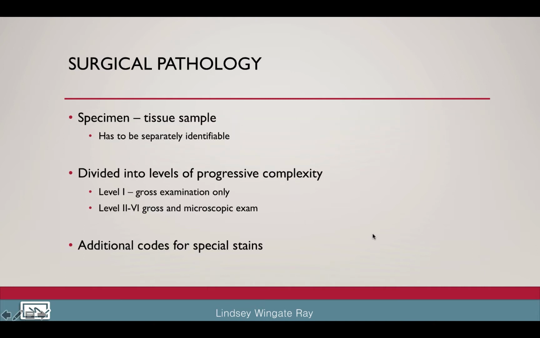The last subsection we're going to be looking at in the Path and Lab section of the CPT book is surgical pathology. A specimen is a tissue sample that is submitted for separate examination and pathologic diagnosis. Each specimen that is to be evaluated has to be identified separately. Sometimes several specimens are obtained during a procedure and sent to pathology in separate containers. Other times they may all be placed in one container.